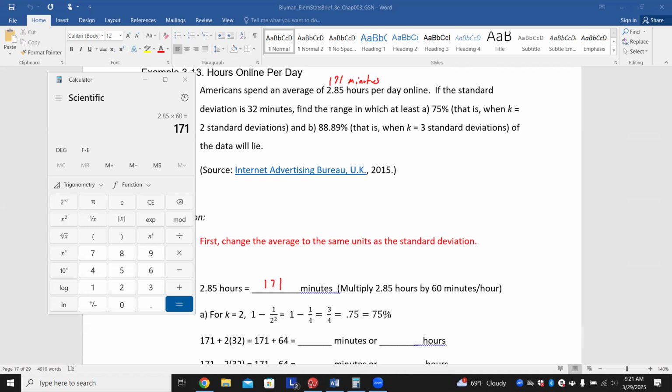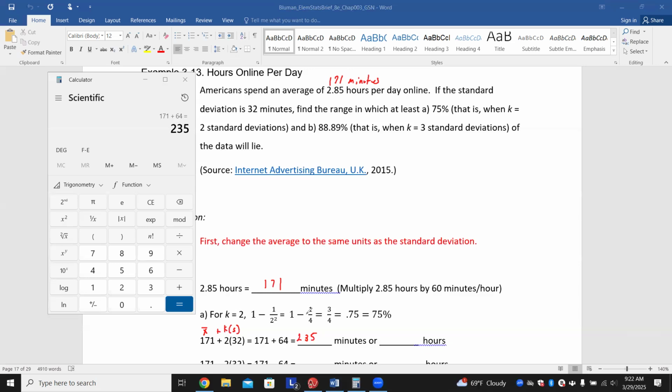The way we're going to calculate that is you just take the mean, the average, plus however many standard deviations you want, in this case 2. So this would be k times the sample standard deviation. Again, I'm assuming it's a sample, since it doesn't tell me population. Then you just do the work. 2 times 32 is 64, and adding that up, we get 171 plus 64, which is 235 minutes.